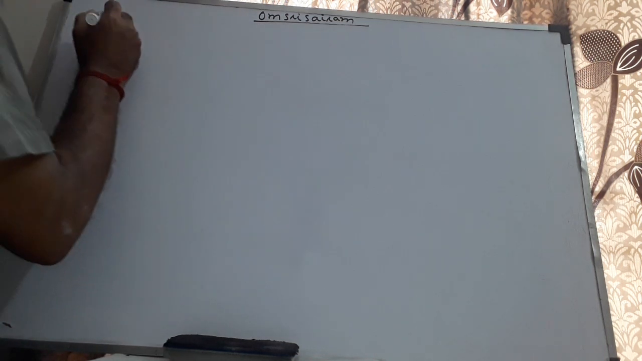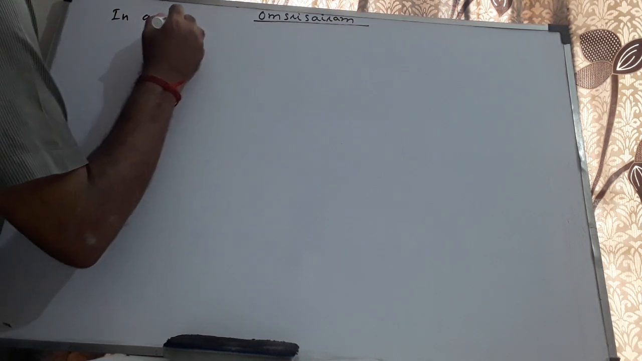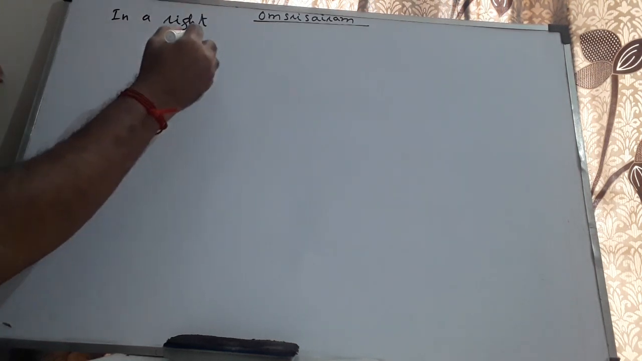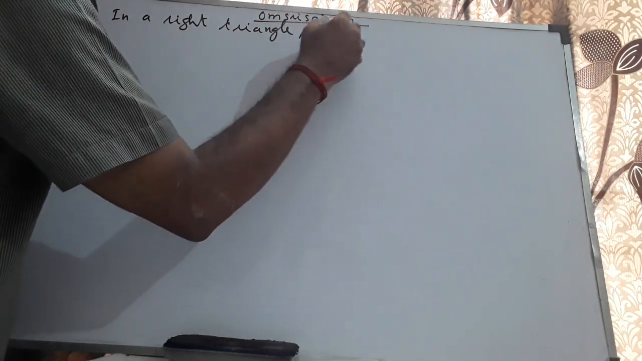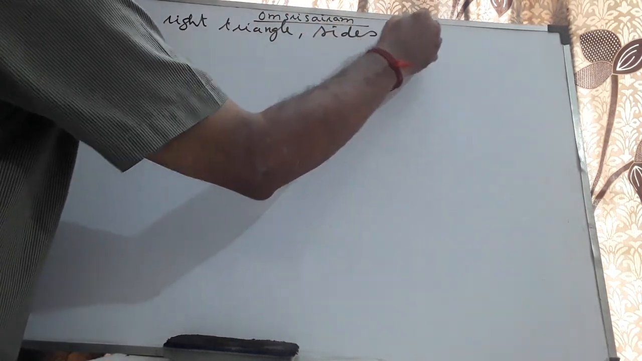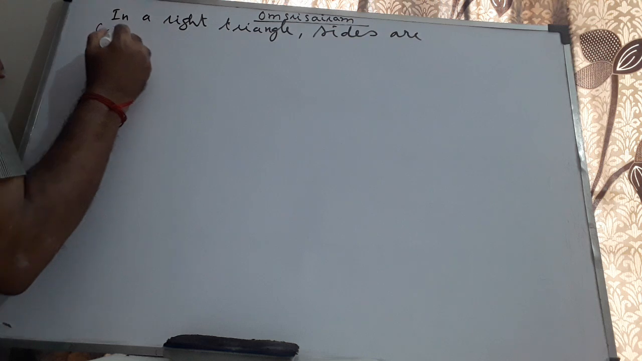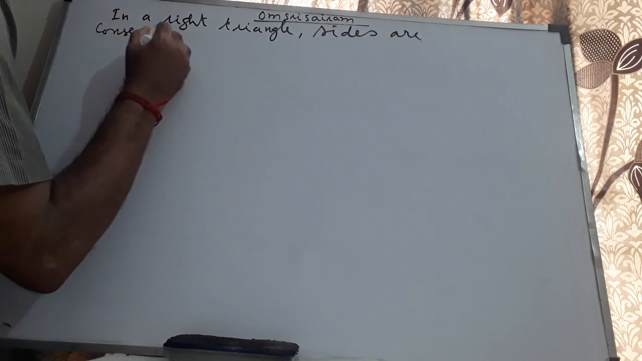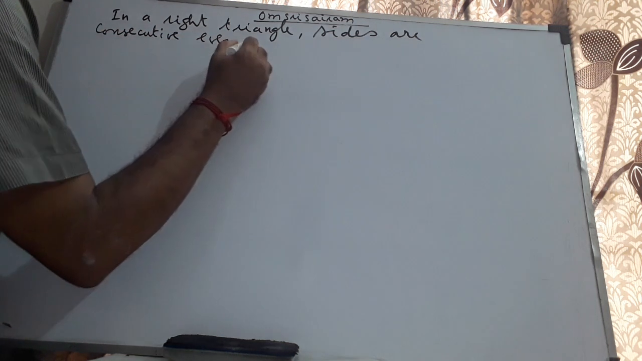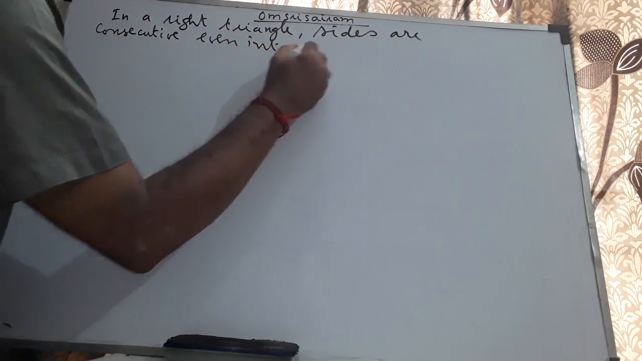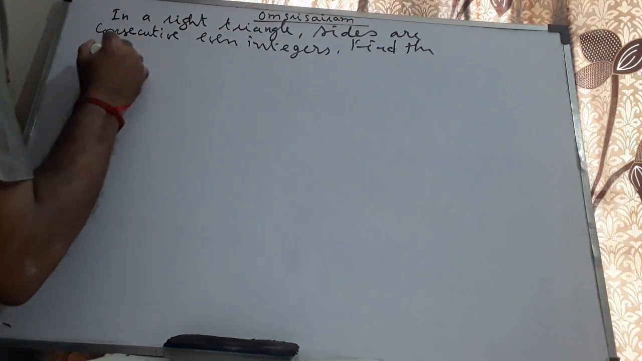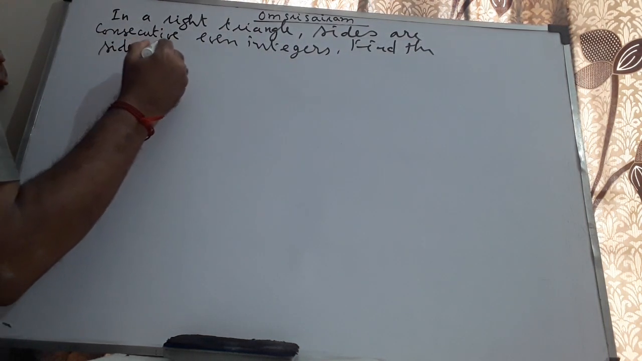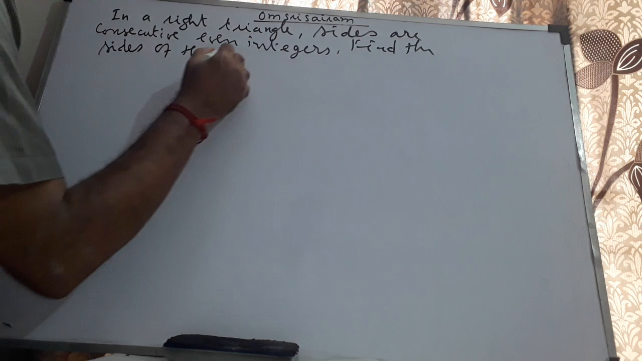The first sum meant for today goes like this. In a right triangle, sides are consecutive even integers. Find the sides. Sides or lengths of the sides, either way you can say. Find the sides of the triangle.